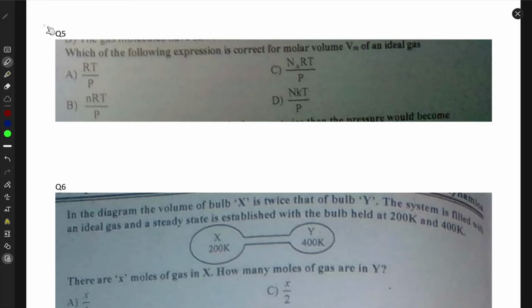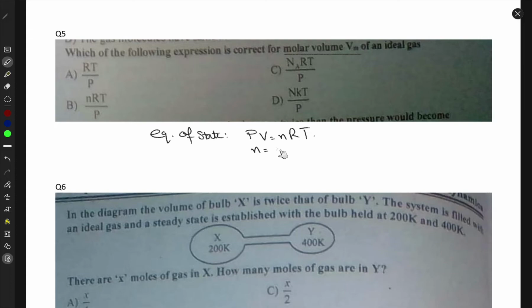Moving on to the next question, question number 5. Which of the following expressions is correct for molar volume of an ideal gas? We know that the equation of state for the ideal gas is PV equals nRT, right? Now, they're talking about molar volume, Vm.